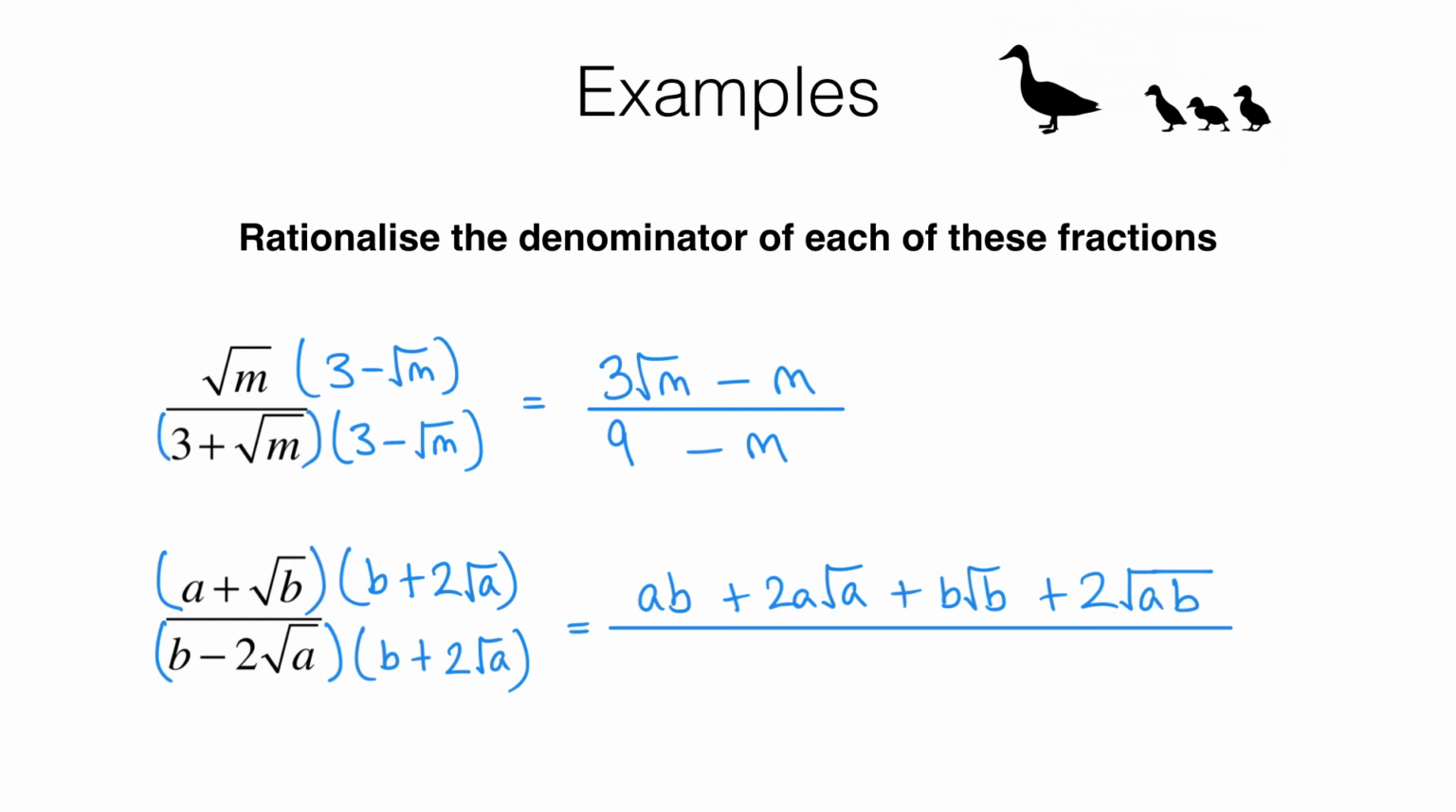Now, the denominator here is going to have b times b, which is b squared. We're then going to have b lots of 2 root a, but then negative 2 root a lots of b. So those 2 terms will cancel each other out. And then we'll have negative 2 root a multiplied by positive 2 root a, and that gives us minus 4a. So there we have it. We have written this fraction with a denominator that does not have any roots in it.